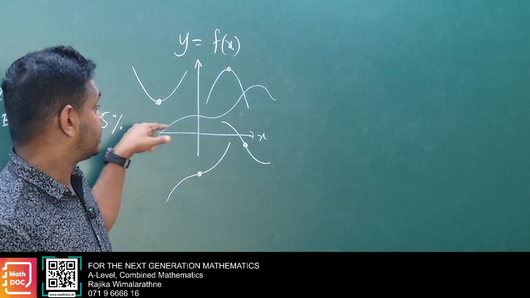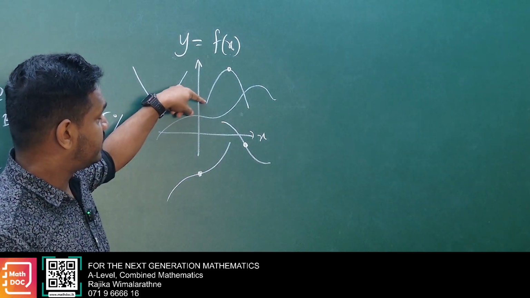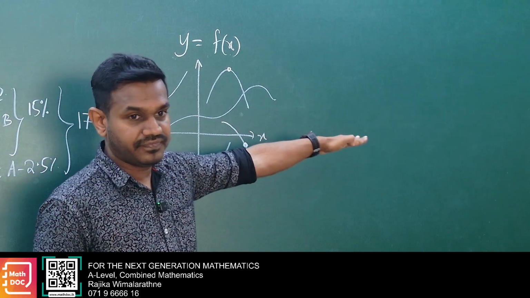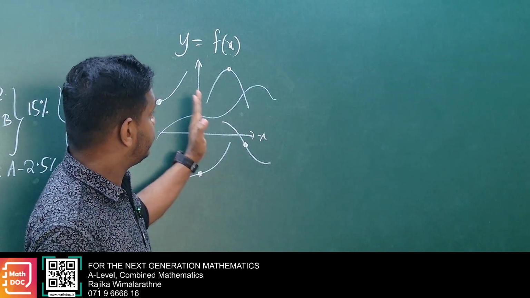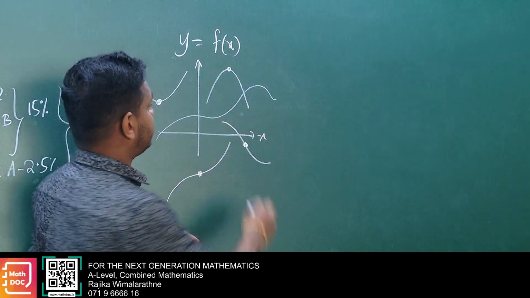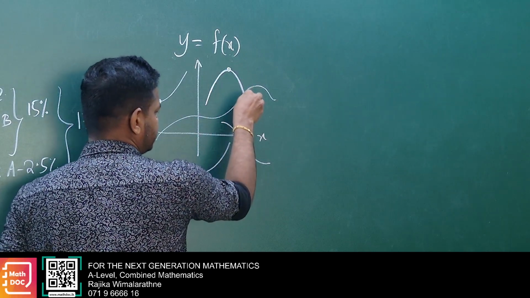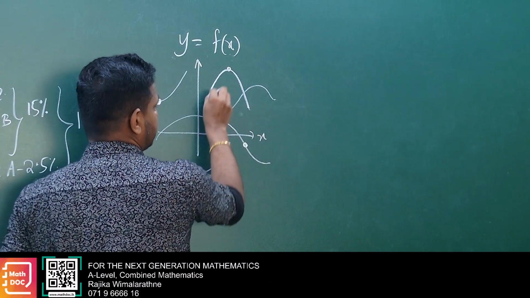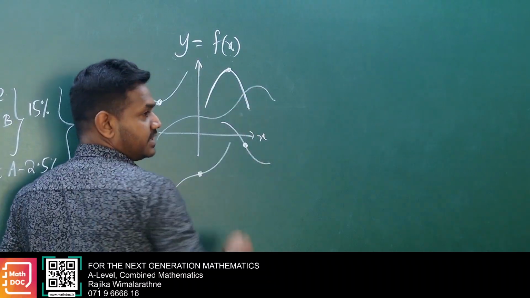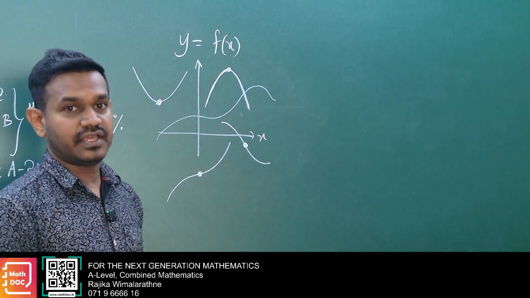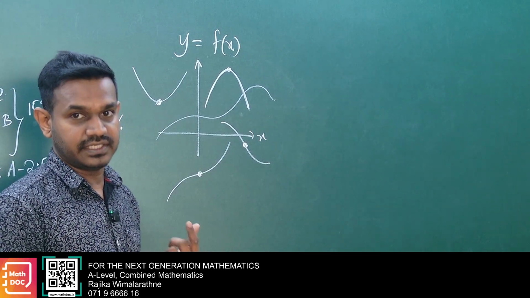When you consider this graph, as x is increasing, y also increases up to this level. Then it goes to decreasing. By calculus, we can check the ranges of increasing and decreasing functions.